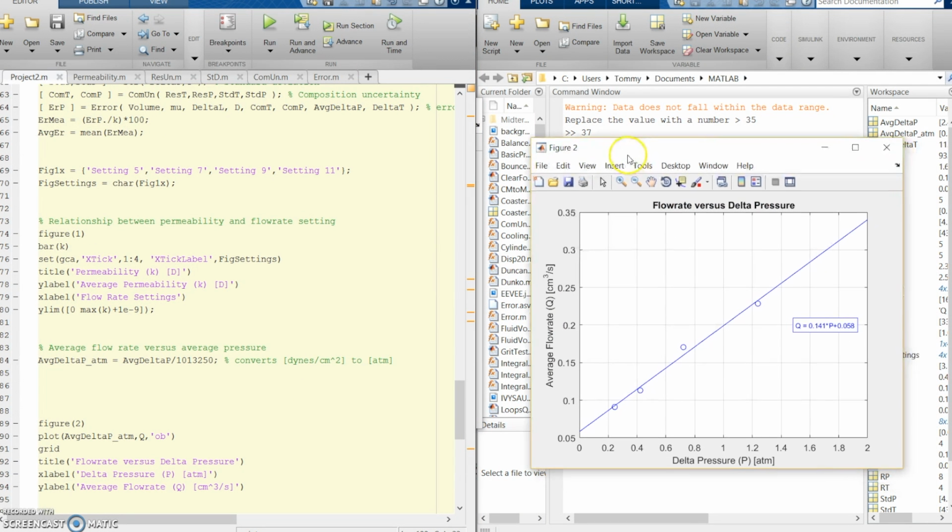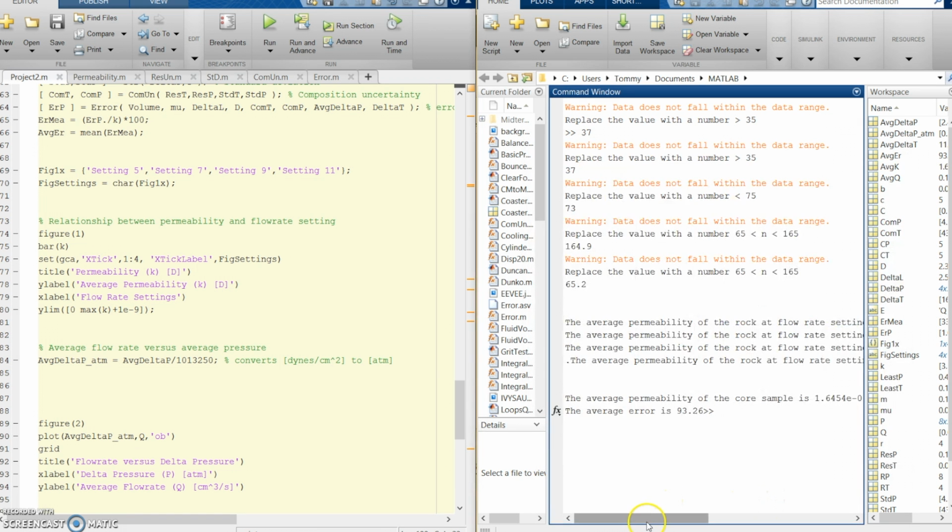For figure 2, we plotted average flow rate against average pressure. A trend line is also added to show linearity of the relationship. Along with the two figures, the final output consists of the average permeabilities and errors of each setting as well as the overall rock.